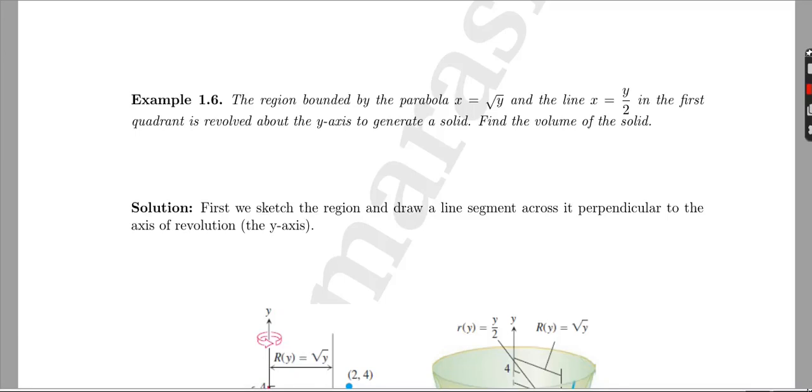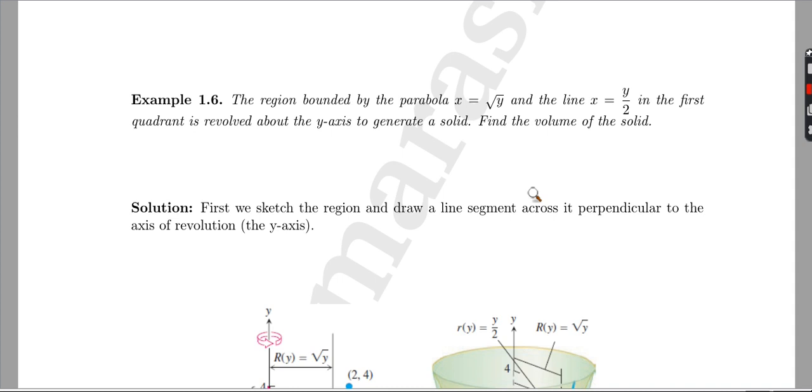Okay, now let's have our second example for washer method or the ring method under volume of solids. Now, our region is bounded by the parabola that is x equals square root of y, and it is also bounded by a line that is x equals y over 2 in the first quadrant, and which revolves about the y-axis to generate a solid. Now let's find the volume of the solid.